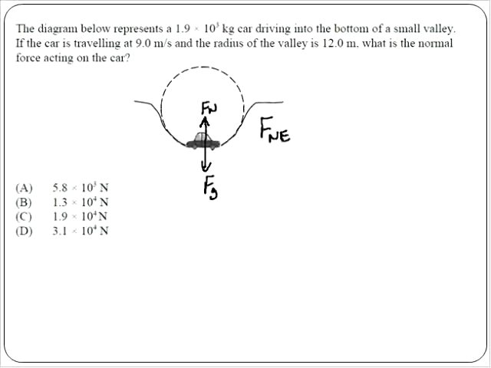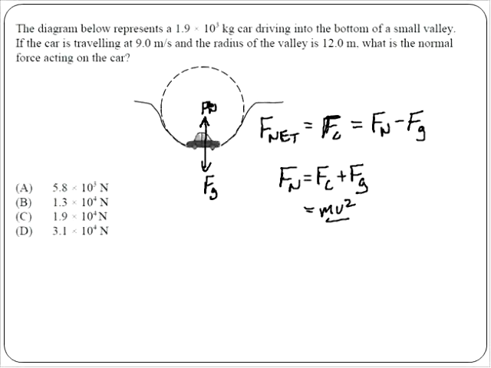I can say F net is equal to, in this case, F net is equal to Fc. And Fc is upwards because the center of the circle is up here. Fn is also upwards because it's pointing up. And Fg is minus because it's pointing down. So if I want to find Fn, I just move the Fg over. So I would have Fn is equal to Fc plus Fg. Or in other words, mv squared over r plus m times g.